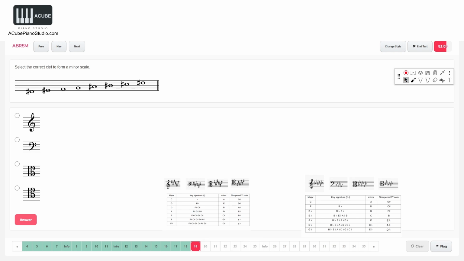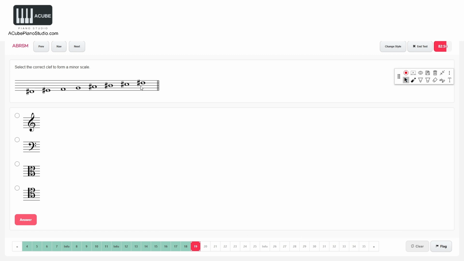Okay, next let's move on to this one here. Okay, so now let's take a look at this. What do I know about this one here? Okay, there's a lot of sharps. Then next I need to sharpen this.